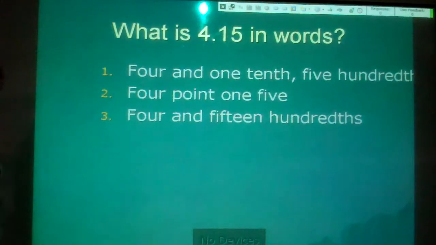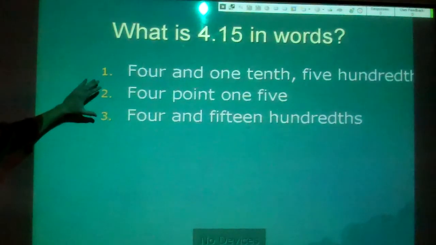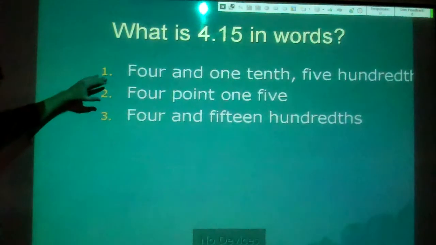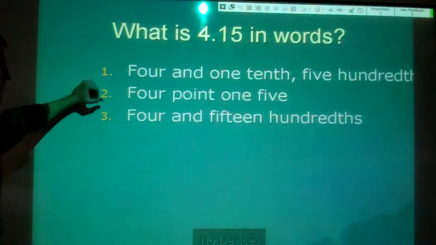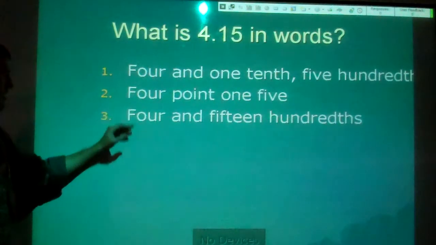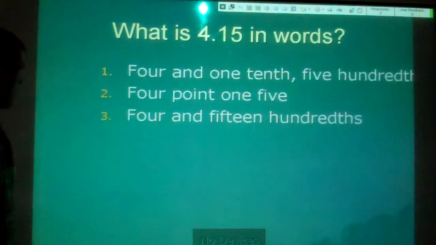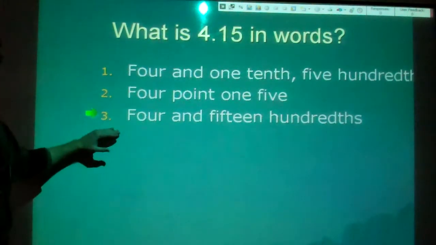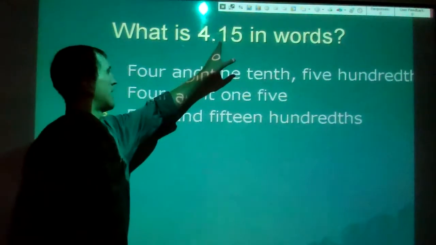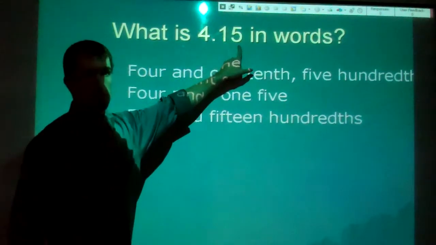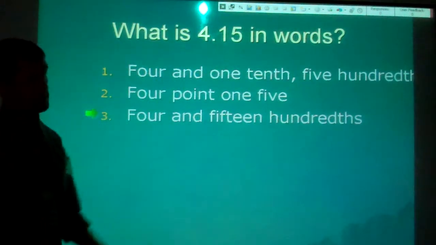So the first example that we covered, right here, and we have no devices hooked up right now. What is 4.15 in words? Okay. The students had choices that they could click in. We had 4 and 1/10, 4.15, or 4 and 15 hundredths. Well, we should be looking right here, number 3: 4 and 15 hundredths, because that 5 is in the hundredths place.